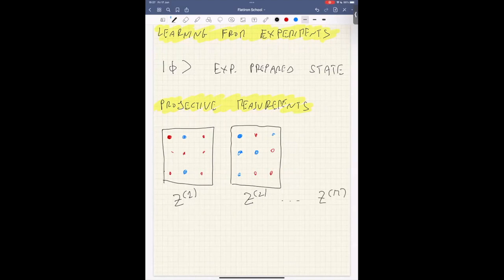So I can ask my experimentalist friend, or even myself, if I go on IBM Qiskit and run the quantum computer, for those of you who know how to do that, then I can perform these measurements and I get out of these strings, plus minus one, M of them. Now, we know from the axioms of quantum mechanics that the probability of observing a certain string is given by Born's rule.